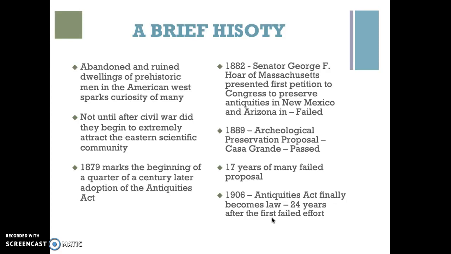This was the result of several vandalism attempts or failed archaeology sites. However, it was not until 1882 that Senator George F. Orr first proposed an Antiquities Act, but it failed. Later, in 1889, a proposal for Casa Grande archaeological preservation was made, and it actually passed. It took several more years and several more failed attempts.